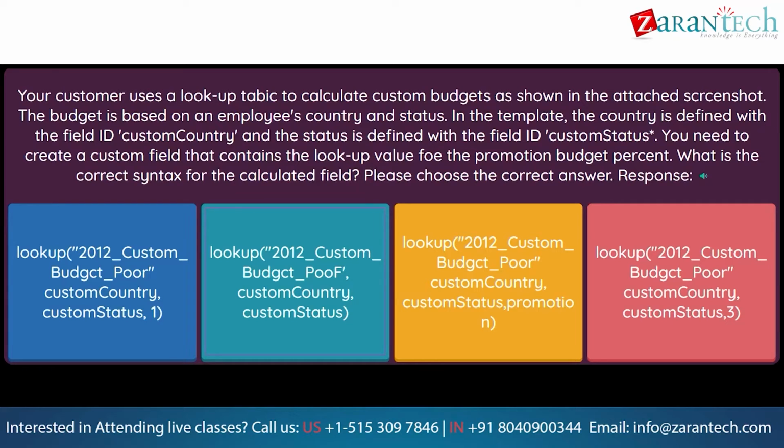Option 2 lookup, 2012_custom_budget_poof custom country, custom status. Option 3 lookup, 2012_custom_budget_poor custom country, custom status promotion. Option 4 lookup, 2012_custom_budget_poor custom country, custom status 3.